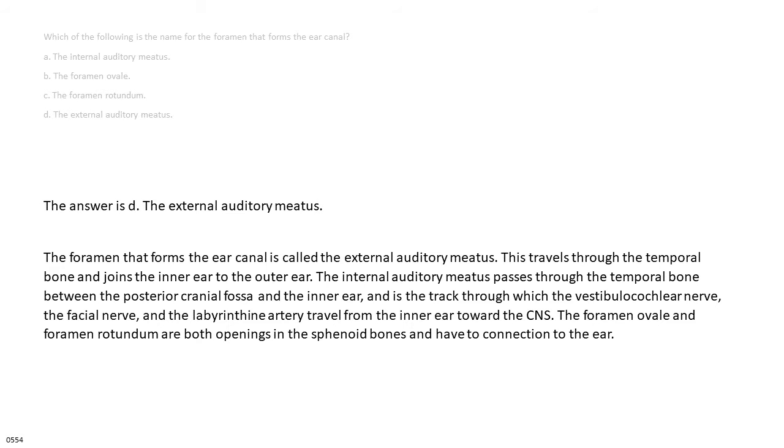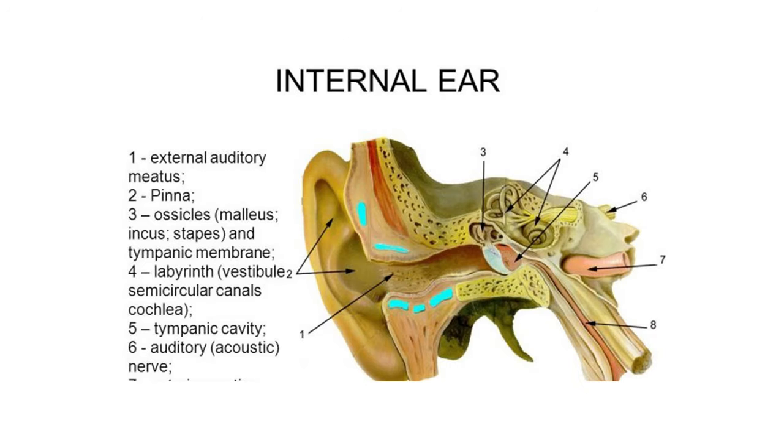The answer is D. The external auditory meatus. The foramen that forms the ear canal is called the external auditory meatus. This travels through the temporal bone and joins the inner ear to the outer ear. The internal auditory meatus passes through the temporal bone between the posterior cranial fossa and the inner ear, and is the track through which the vestibulocochlear nerve, the facial nerve, and the labyrinthine artery travel from the inner ear toward the CNS. The foramen ovale and foramen rotundum are both openings in the sphenoid bones and have no connection to the ear.